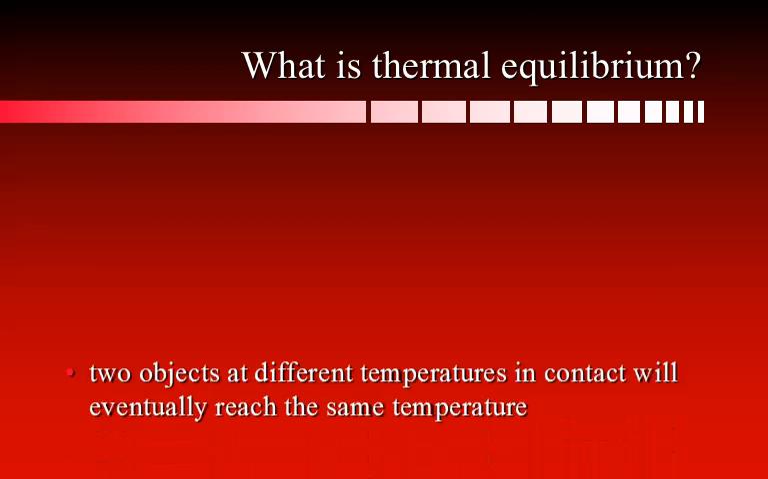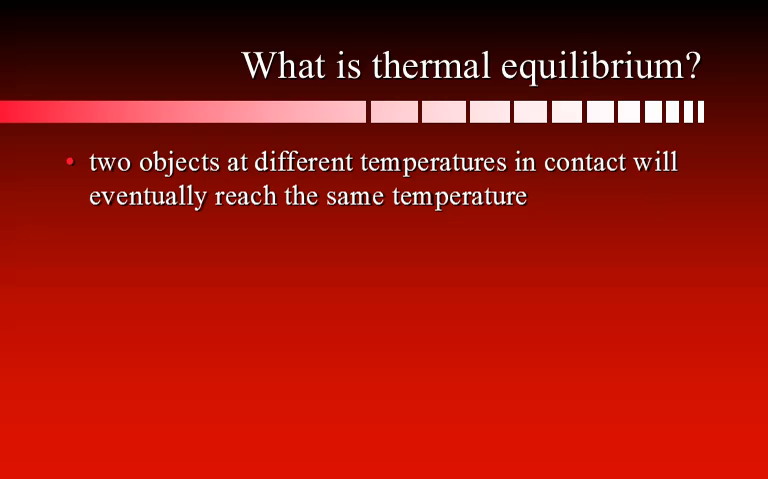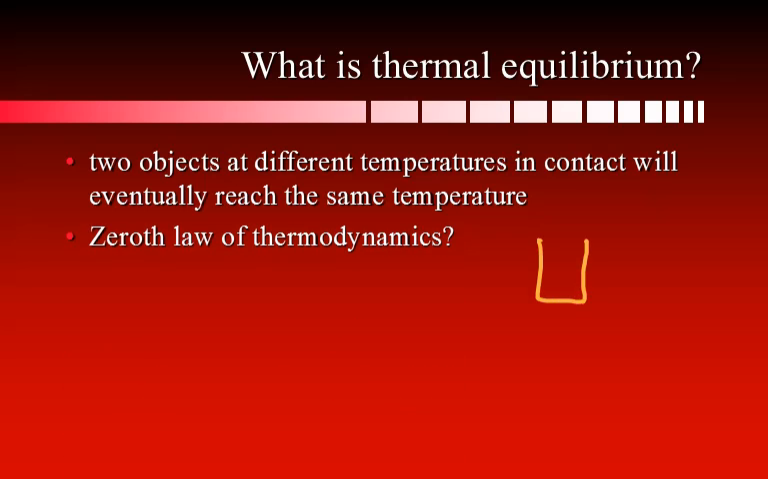So thermal equilibrium is where you have two objects at different temperatures in contact, eventually reaching the same temperature. And so, you have two objects, maybe one's at one temperature, the other's at a different temperature. They're in contact. Maybe this one is at 10 degrees Celsius. Maybe this one's at 5 degrees Celsius. And when they touch, eventually they will become the same temperature.